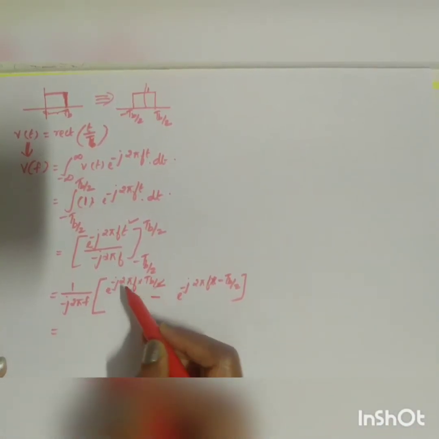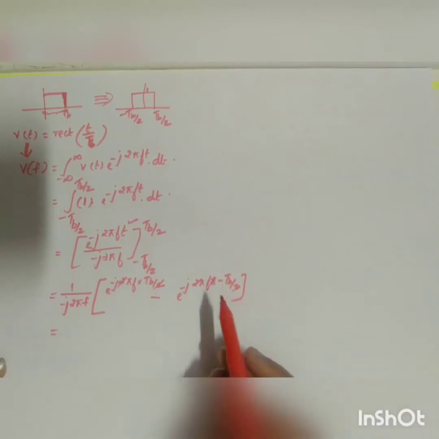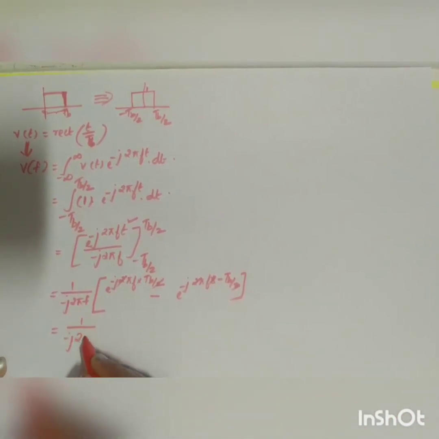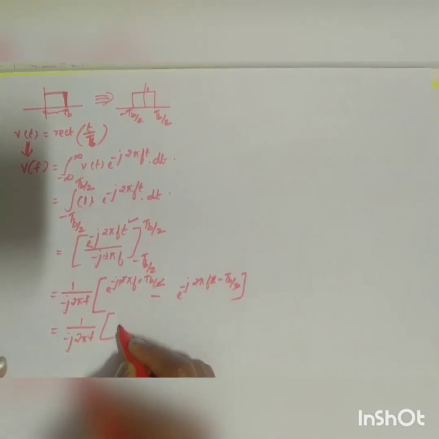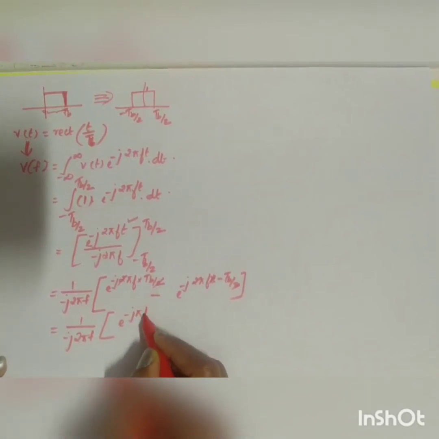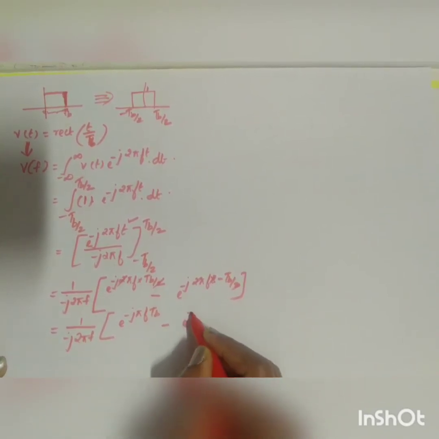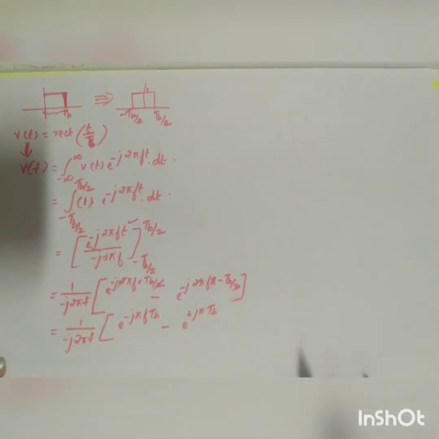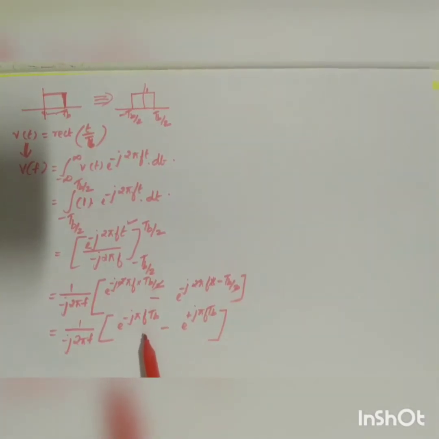Now this 2 gets cancelled, here 2 will get cancelled, minus into minus becomes plus. So 1 by minus j2 pi f into e power minus j pi f tb minus e power plus j pi tb f, right? Here you will be having one f. Now you have got e power minus j pi f tb minus e power plus j pi f tb.